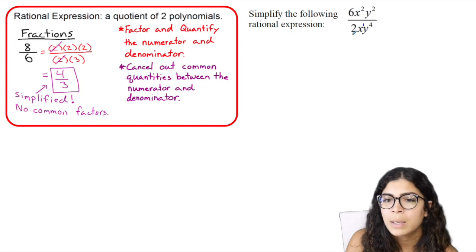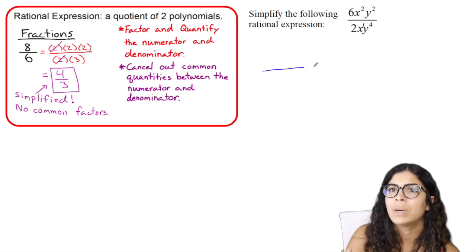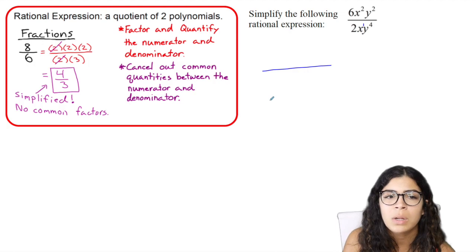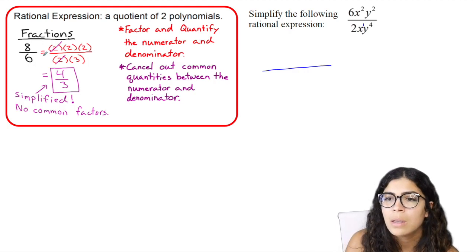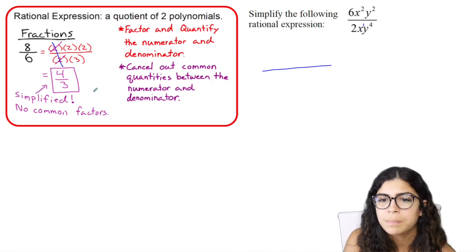So the way that I'm going to simplify this is by factoring, because if I have the same factor on the numerator and denominator, then technically that would cancel, right? Like you see over here, right? 2 divided by 2 is really 1, so that ends up canceling. So I'm going to factor the numerator. 6 would factor into 3 times 2. x squared is 2 copies of x.